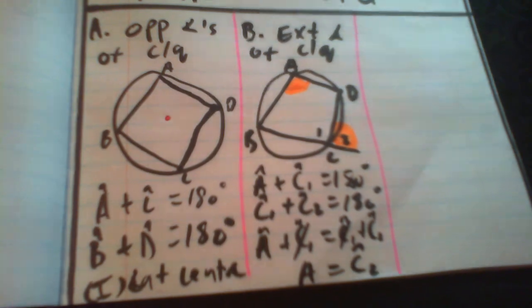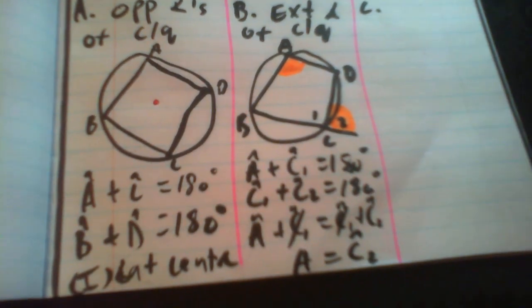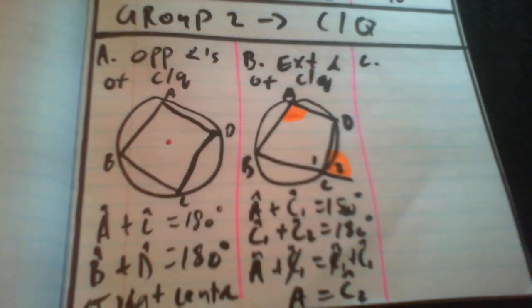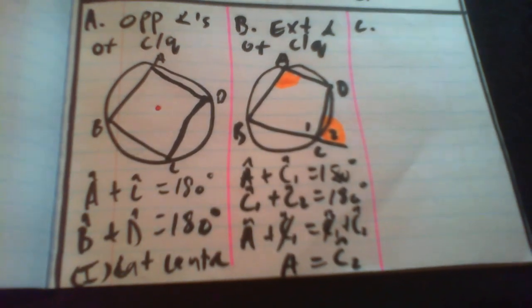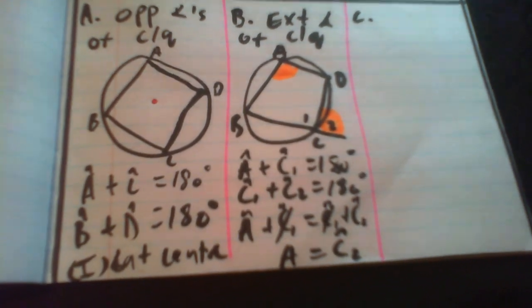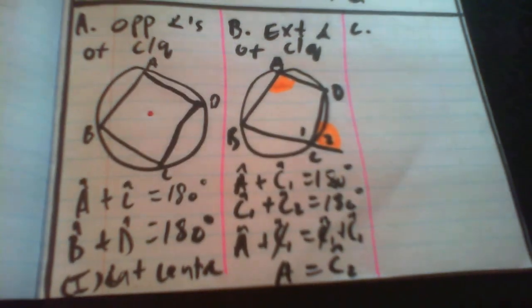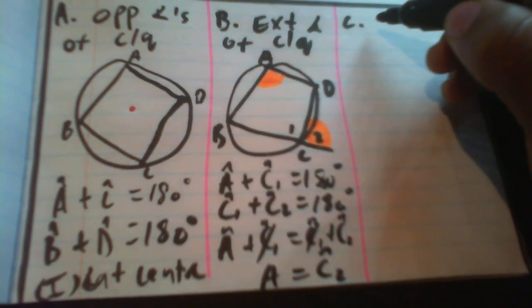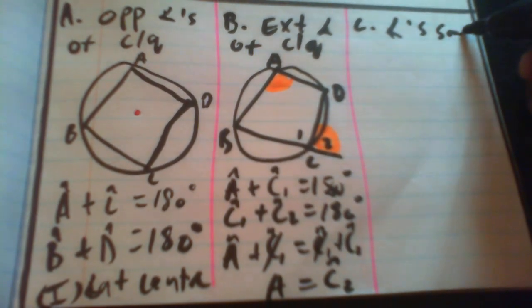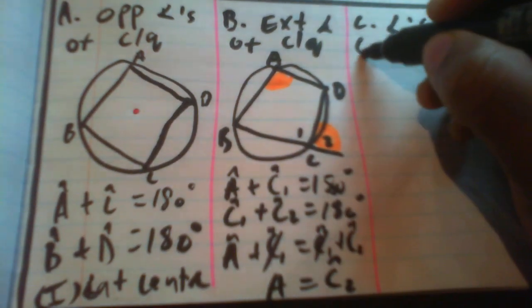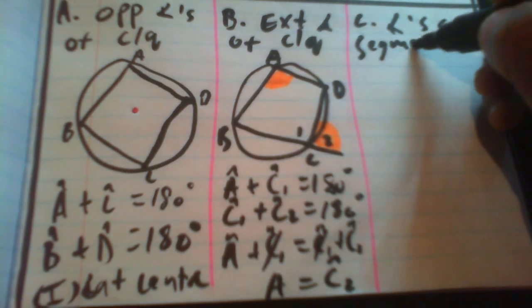And the last one in group 2 in terms of cyclic quads is now the angles in the same segment. Angles in the same segment.